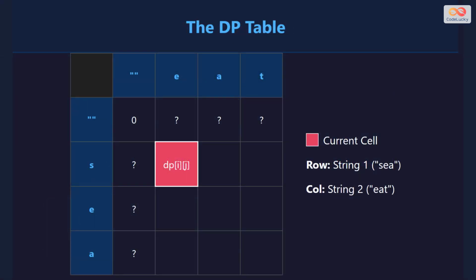We can visualize this process using a grid or a table. One string represents the rows, and the other represents the columns. We create a DP table where each cell represents the minimum delete cost to make the prefixes of the two strings equal up to that point.